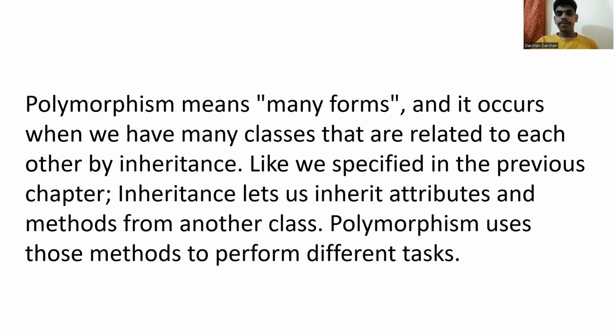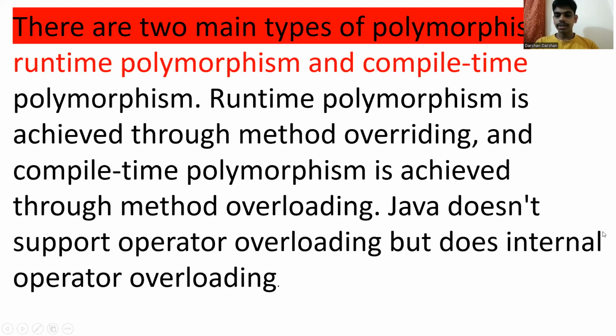Polymorphism means many forms, and it occurs when we have many classes that are related to each other by inheritance. Like we specified in the previous chapter, inheritance lets us inherit attributes and methods from another class. Polymorphism uses those methods to perform different tasks. So here you can see the definition.